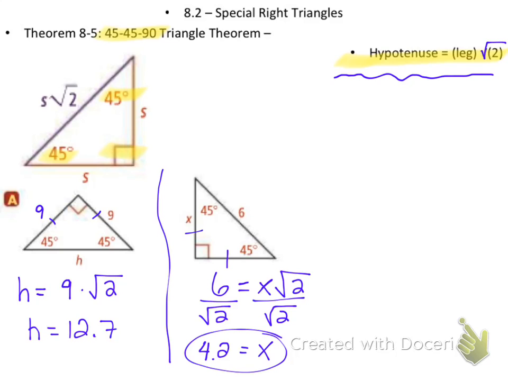It'll always be my hypotenuse is equal to my leg times the square root of 2, and I'll plug in whatever I'm given in my problem.